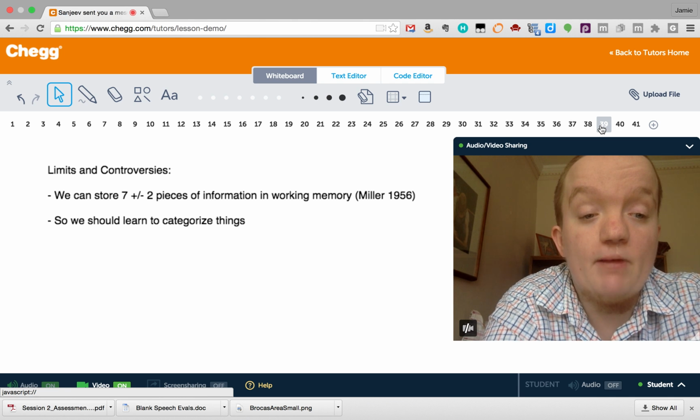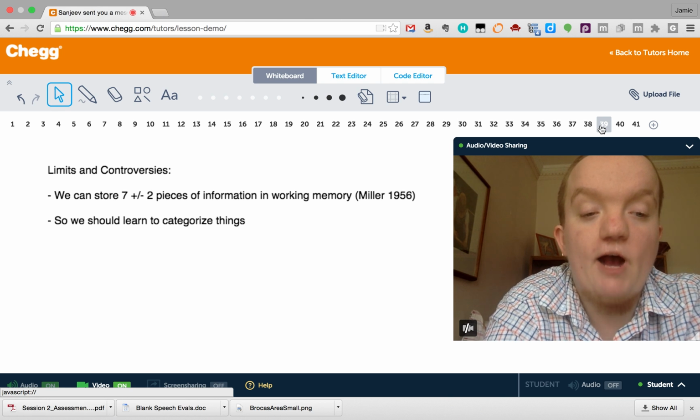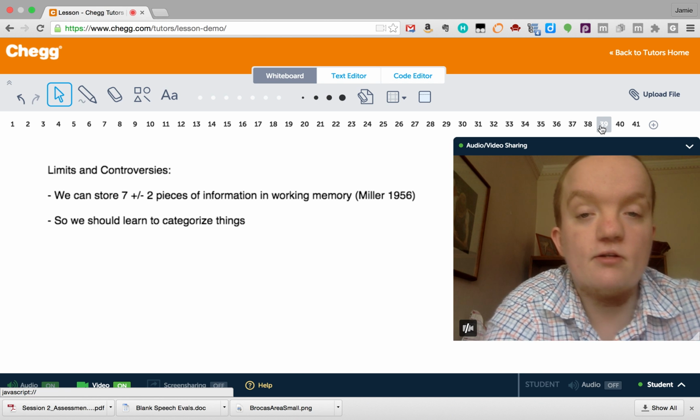Instead of storing basic information or basic facts like dates or names, you categorize things into more and more abstract categories. And then you're still using your working memory, but your 7 pieces of information cover a lot more detail.